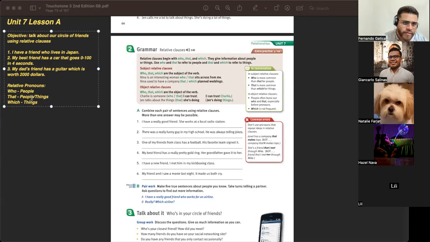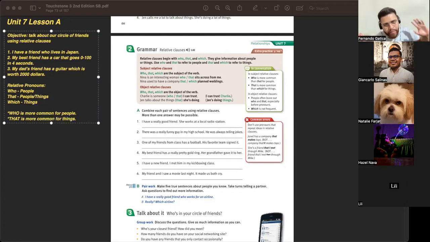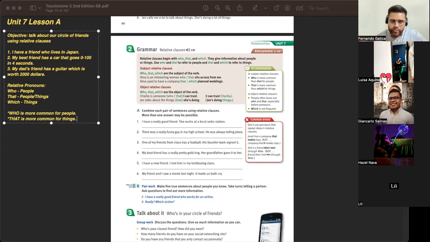Now, of course, who is more common for people, and that is more common for things. Now, if you use that for people, no problem. But who is more common. Which is not very common because it sounds like an ugly word. You know, which, like bruja. It's an ugly word. But who and that, it's normal.